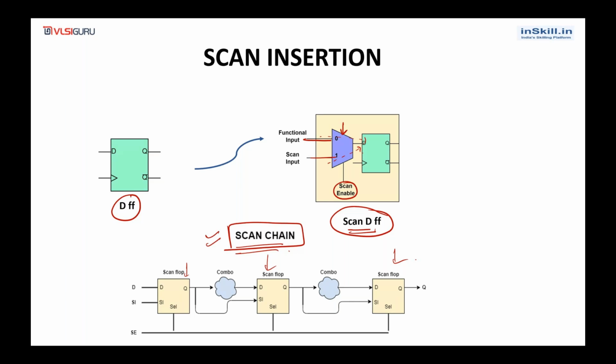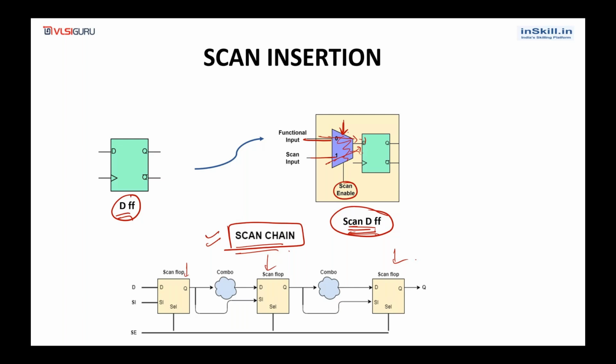Okay, scan insertion means converting all the normal flops in a design into scan flops, and all these scan flops will be stitched into a scan chain. During our course, we will discuss in detail what a scan flop is, what a scan chain is, how a scan flop operates, and how a scan chain operates. A scan flop is nothing but a normal flop with a mux at its input, which selects either the functional input or the scan input. We will discuss all those things in detail during our course.